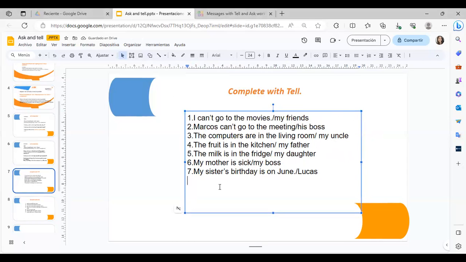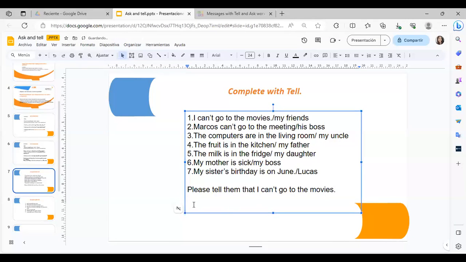How would it be the first one? Please tell them that I can go to the movies. Very good. In here, you can also say, please tell my friends or please tell them. That is correct. Very good, Fatima.